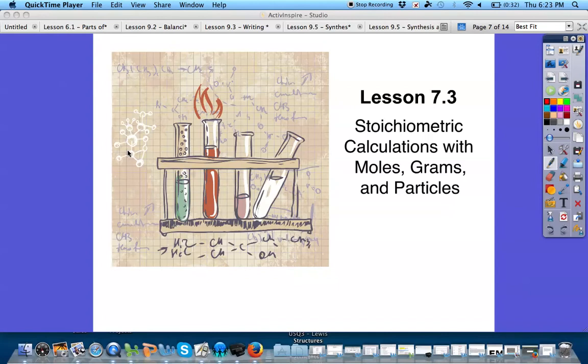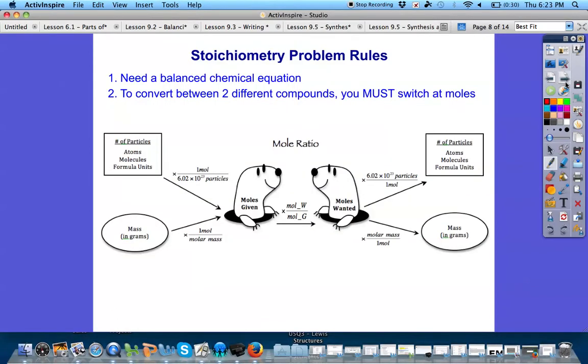And this is lesson 7.3, stoichiometric calculations with moles, grams, and particles. So in our last lesson, we talked about stoichiometric calculation with moles and grams only. Today we're going to add in the particles part of that. And remember that those particles can either be atoms, molecules, or formula units, depending on what you are working with.